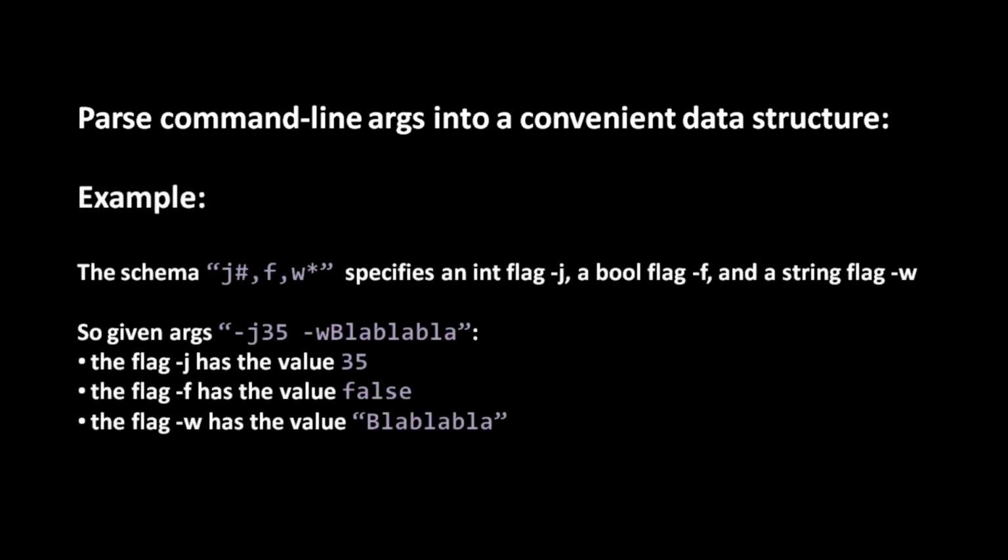They're separated by commas, and if it's a Boolean, it's not marked by any special character, but if it's an integer, it's marked with a number sign, and if it's a string, then it's marked with an asterisk. So here, for example, this schema string expects an int flag j, a Boolean flag f, and a string flag w. Given the schema, if we then had actual command line arguments of -j35 and then -w blah blah blah, then the flag j will have the value 35, the flag f will have the value false because there was no f flag, and the flag w will have the value blah blah blah.